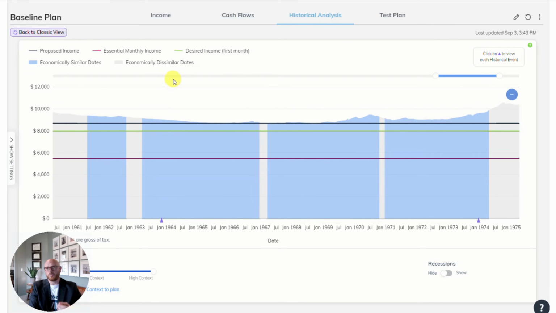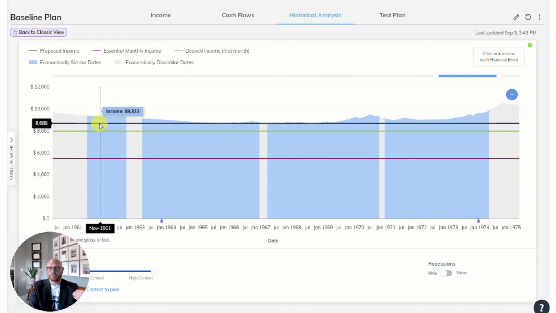What I've done is zoomed into the 1970s, because this is a point in history that's closer than the Great Depression, and it has a similar economic environment to today based on a number of factors. You can see this light blue indicates times that are similar to our current environment. So on the screen we have a dark blue line, a green, and a pink. The dark blue line indicates our proposed income plan or their spending capacity for retirement.